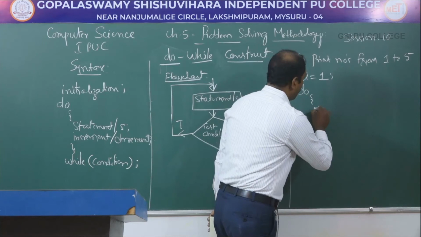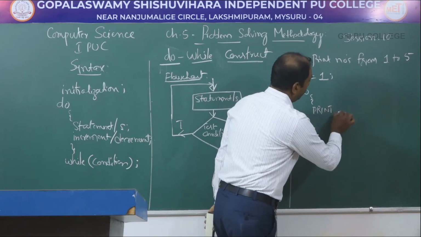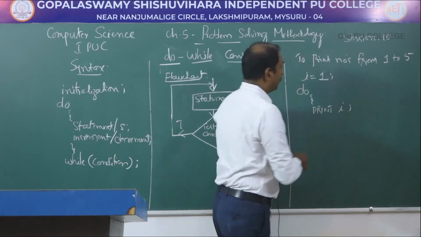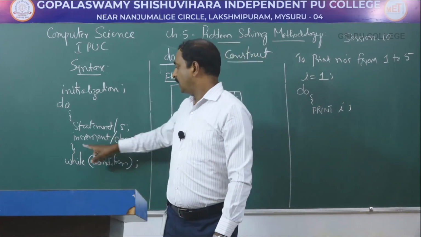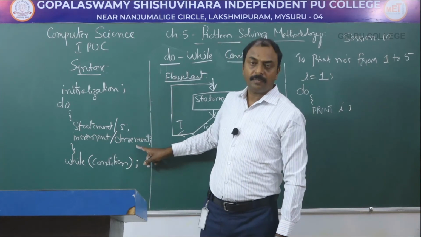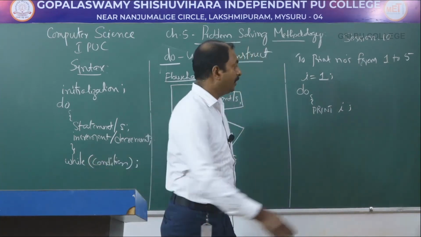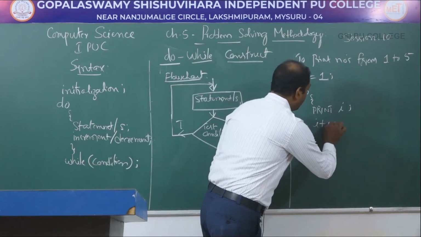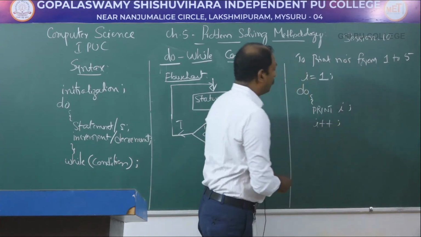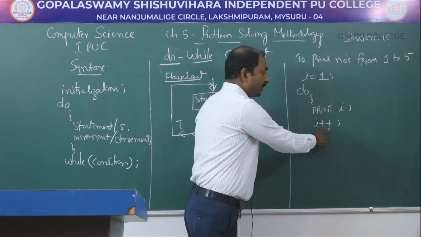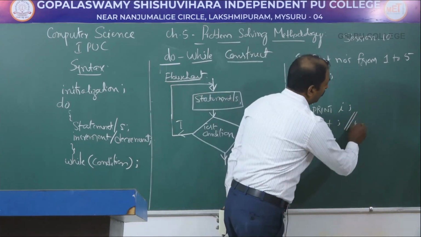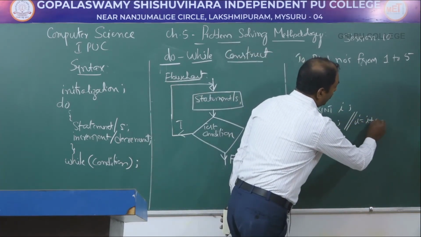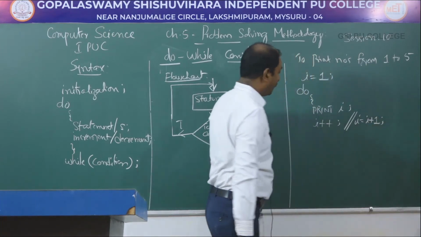The statement would be print value of I here. And as per the syntax, next statement is increment or decrement statement. Here we can write I plus plus semicolon. So I plus plus is an increment statement. It is equivalent to I equals to I plus 1 semicolon.